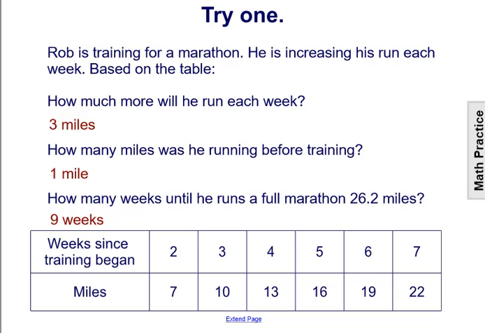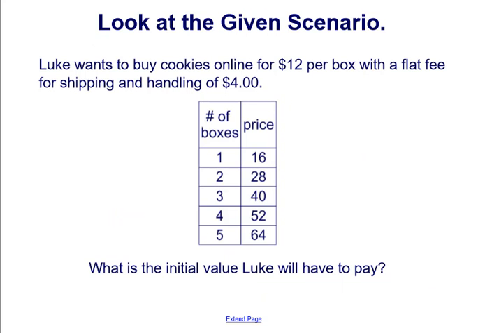Just to make sure we really understand tables and interpreting the slope and y-intercept, let's look at one more example. Luke wants to buy cookies online for $12 per box with a flat fee for shipping and handling of $4. For this example, what is the initial value Luke will have to pay?